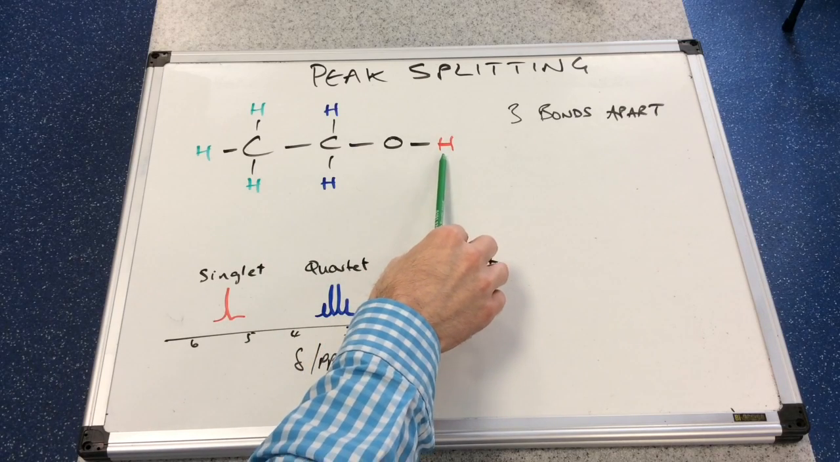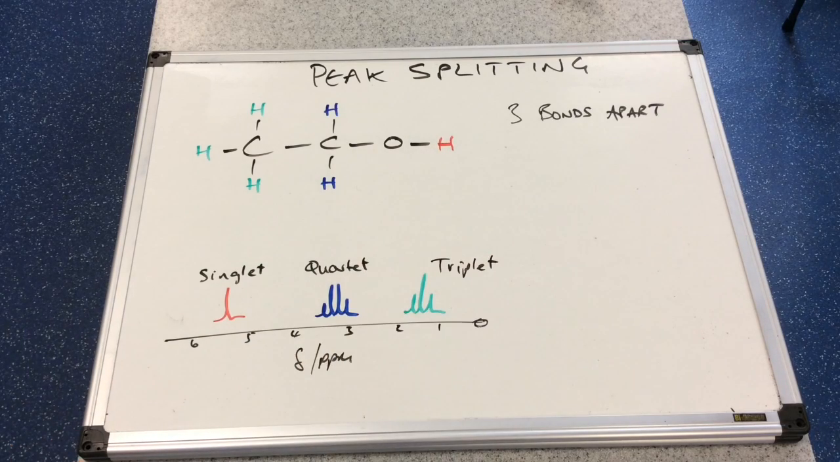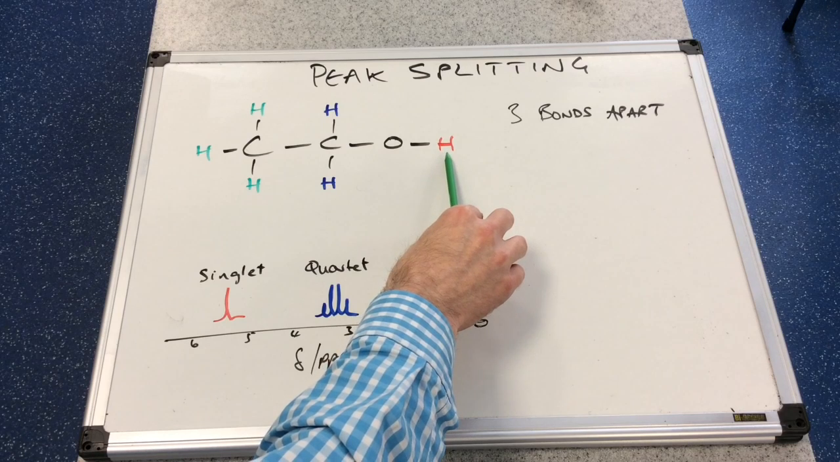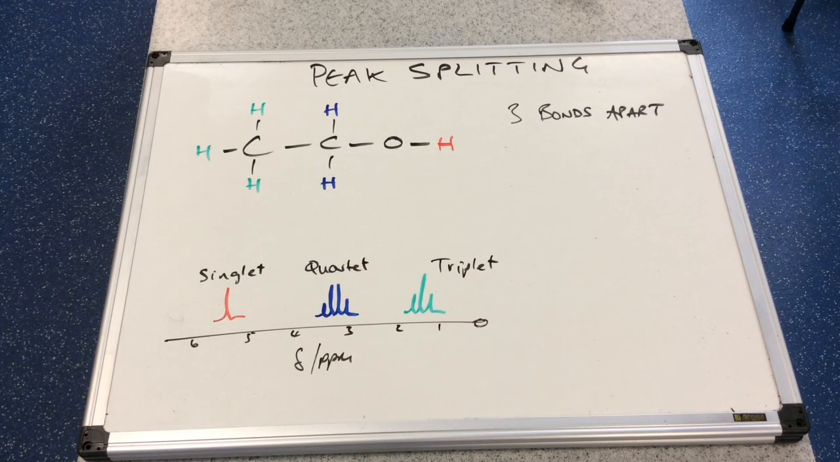Unfortunately, the OH protons are problematic, and they require almost a video to themselves. So I'm just going to give you a very simple explanation at the moment when I get onto the red proton. So what's causing the splitting?